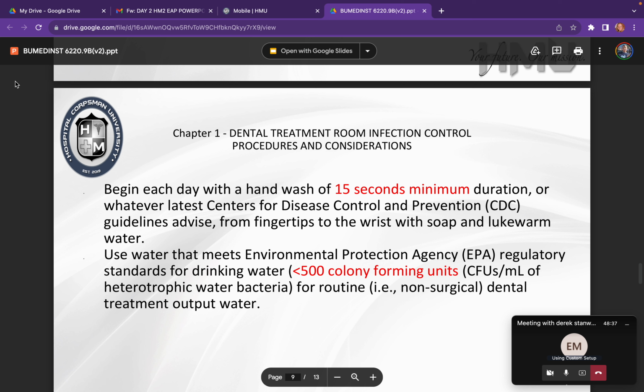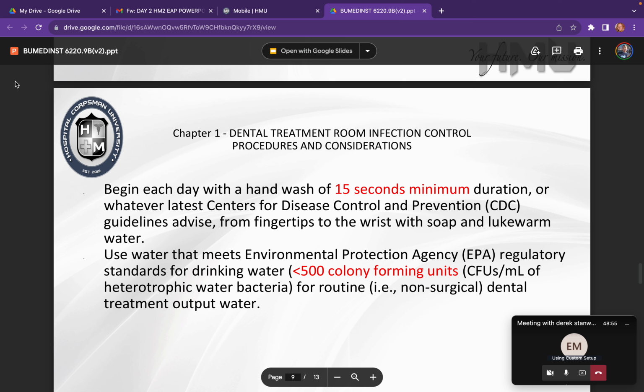All right, this one's been on there too. So EPA, right? Regulatory standards for drinking water: less than 500 colony forming units. I'm going to give you a breakdown of what this is. If you've ever seen it, we call these millipore tests. We have this container that has this grid on it.